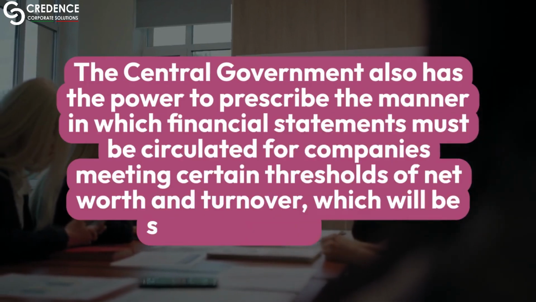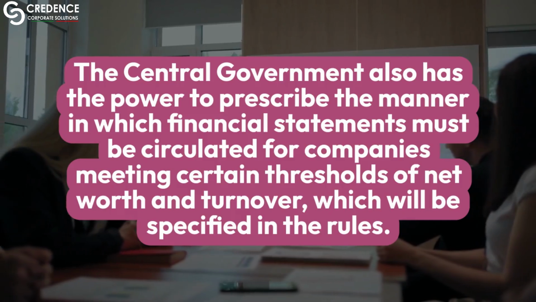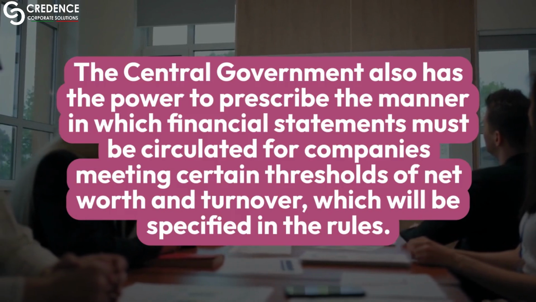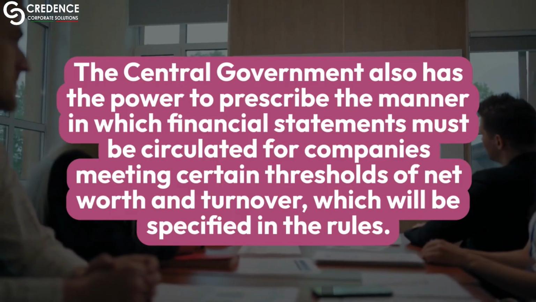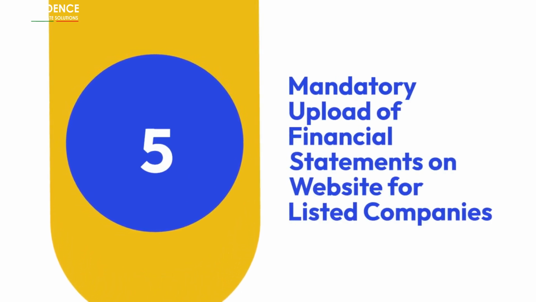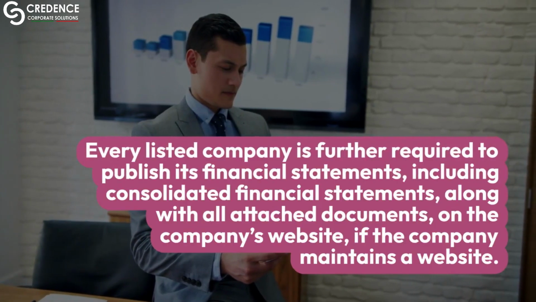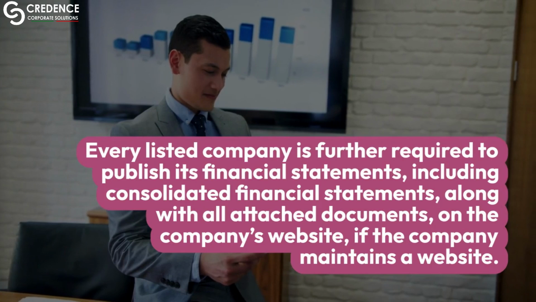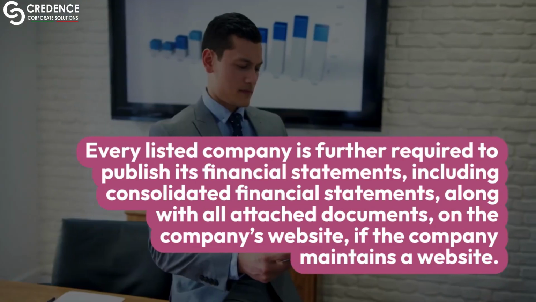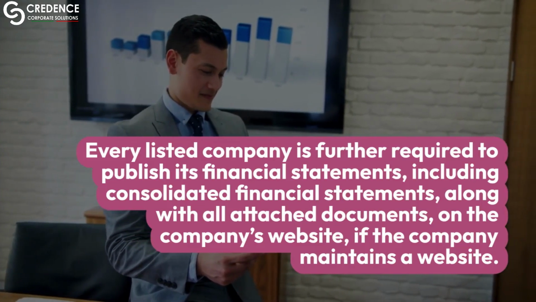The central government also has the power to prescribe the manner in which financial statements must be circulated for companies meeting certain thresholds of net worth and turnover, which will be specified in the rules. 5. Mandatory upload of financial statements on website for listed companies. Every listed company is further required to publish its financial statements, including consolidated financial statements, along with all attached documents, on the company's website, if the company maintains a website.